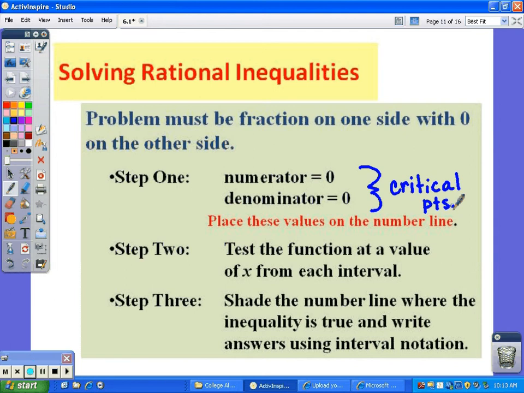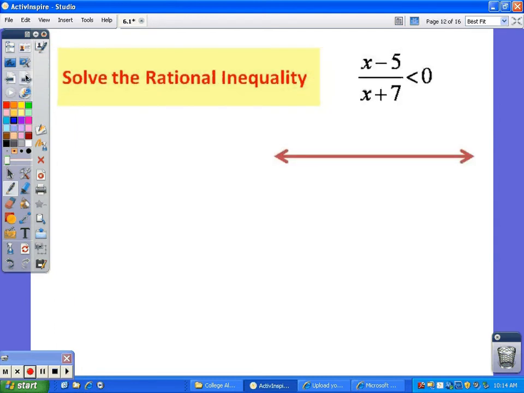Now you will put these values on a number line, and then we'll do a sign test. We're going to test the function at some number in each one of the intervals to see if we get a positive or negative answer. Once we've done this, we have all of the answers, and then we would only use the answers for the question.